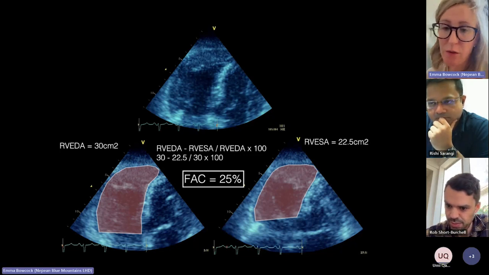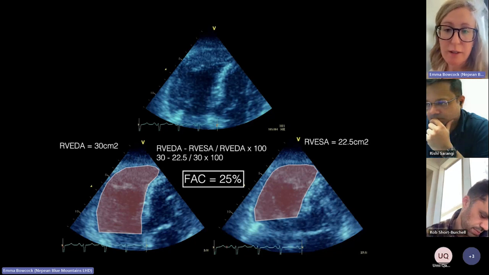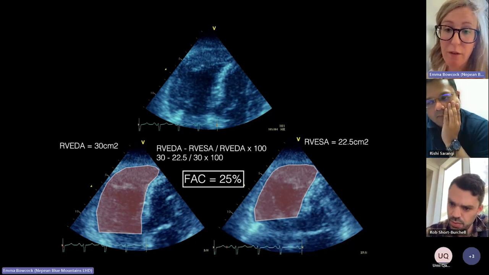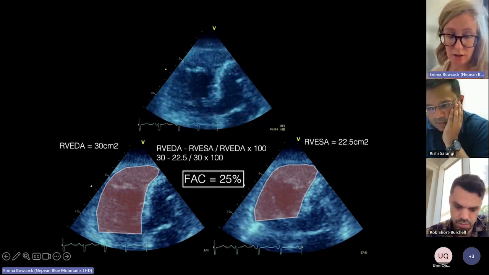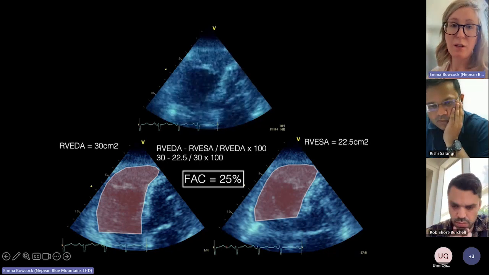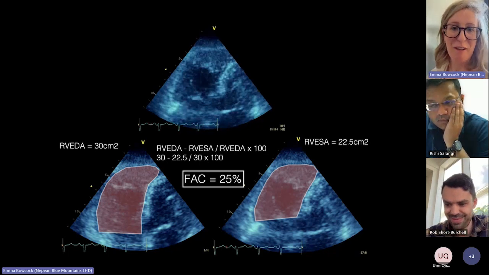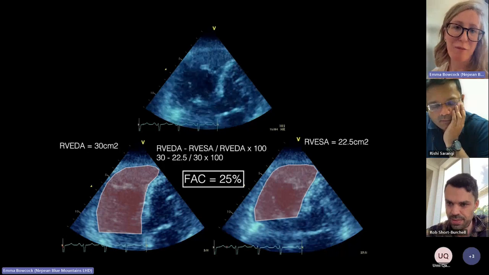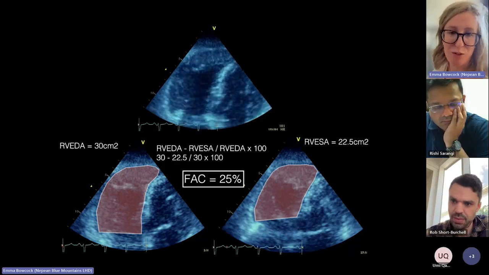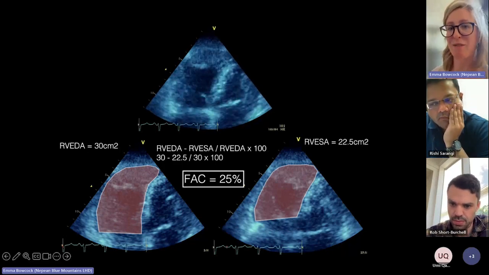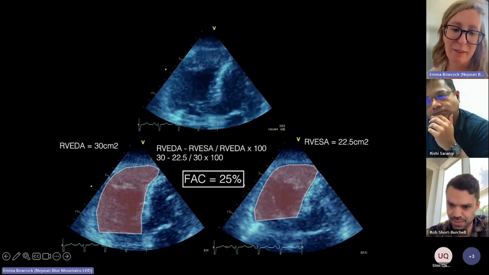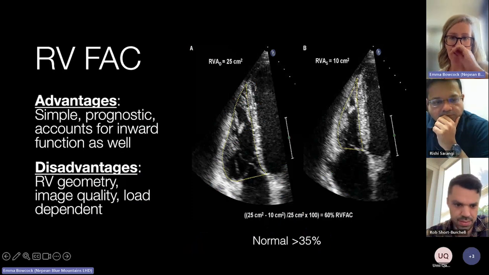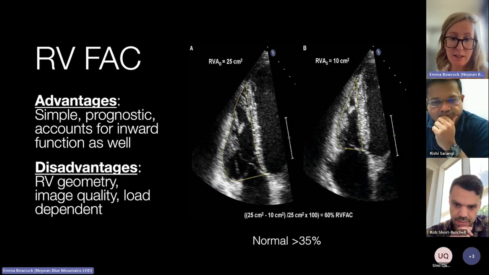Ahmed, what would be a normal fractional area change? 35, maybe. Yeah, nice one, Umi. Yeah, more than 35. So this patient was 25, which is reduced, and there's no scale for mild, moderate, severe for the RV. For TAPSE or for FAC, it's either normal or abnormal. It's quite binary, but we still tend to say it's severely down or moderately down. I think hopefully that will all improve. So fractional area change, I like it.